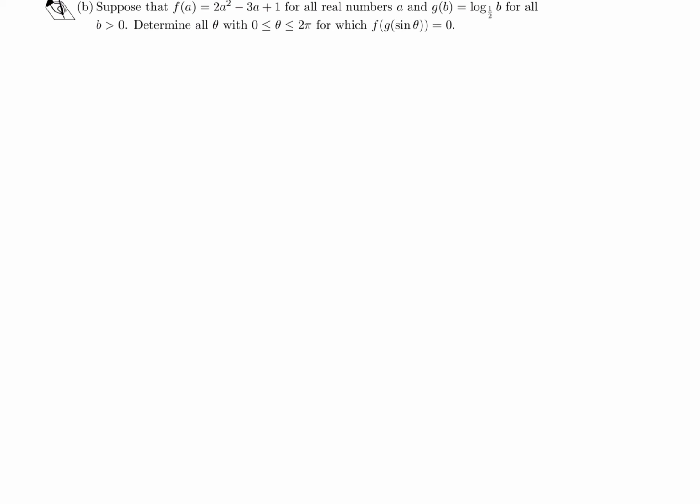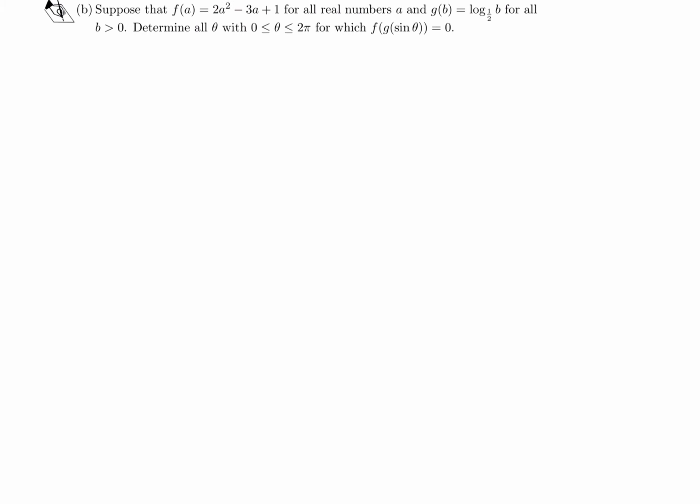Suppose that f at a is equal to 2a squared minus 3a plus 1 for all real numbers a, and g at b is equal to the log of b to the base a half for all b greater than 0. Determine all theta for which 0 is less than or equal to theta, less than or equal to 2 pi, for which f at g at sine theta is equal to 0.